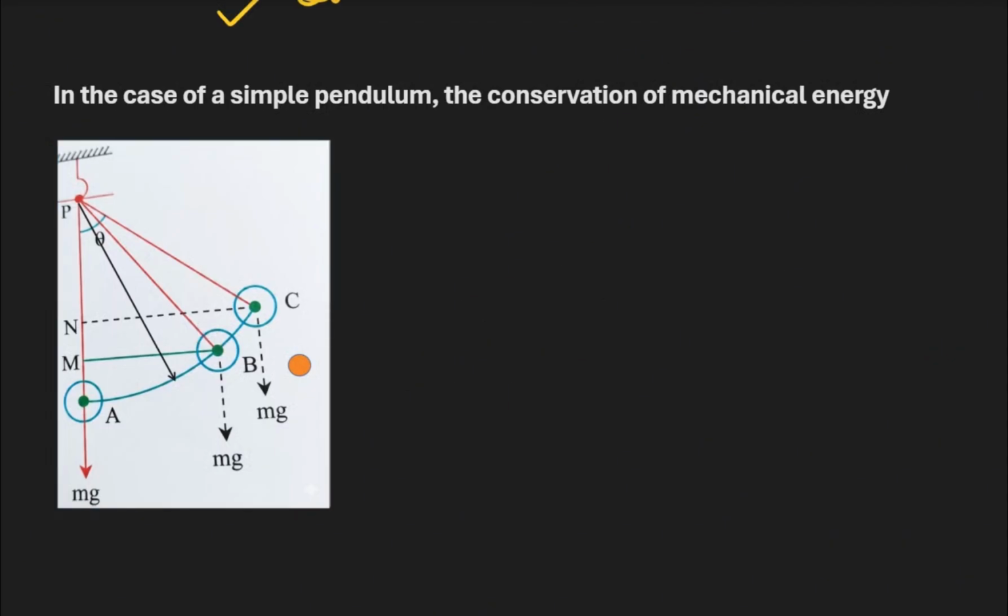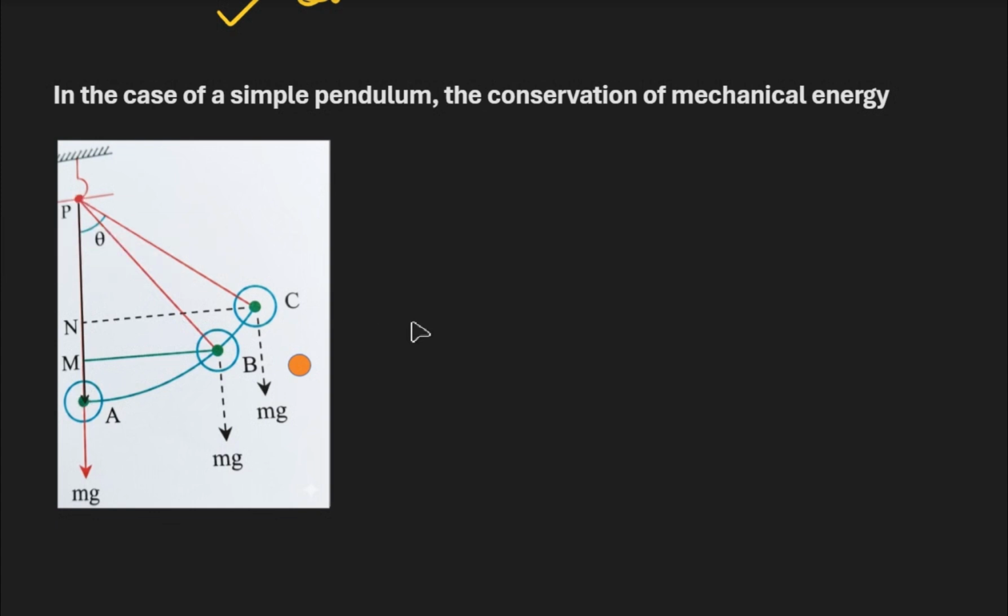In the second case, let's consider a simple pendulum. This is the pendulum, and let's say this is the bob, as you can see at point A. Obviously, this circular object is a pendulum. This pendulum is moving from A to B, B to C, again C to B, and then again A.